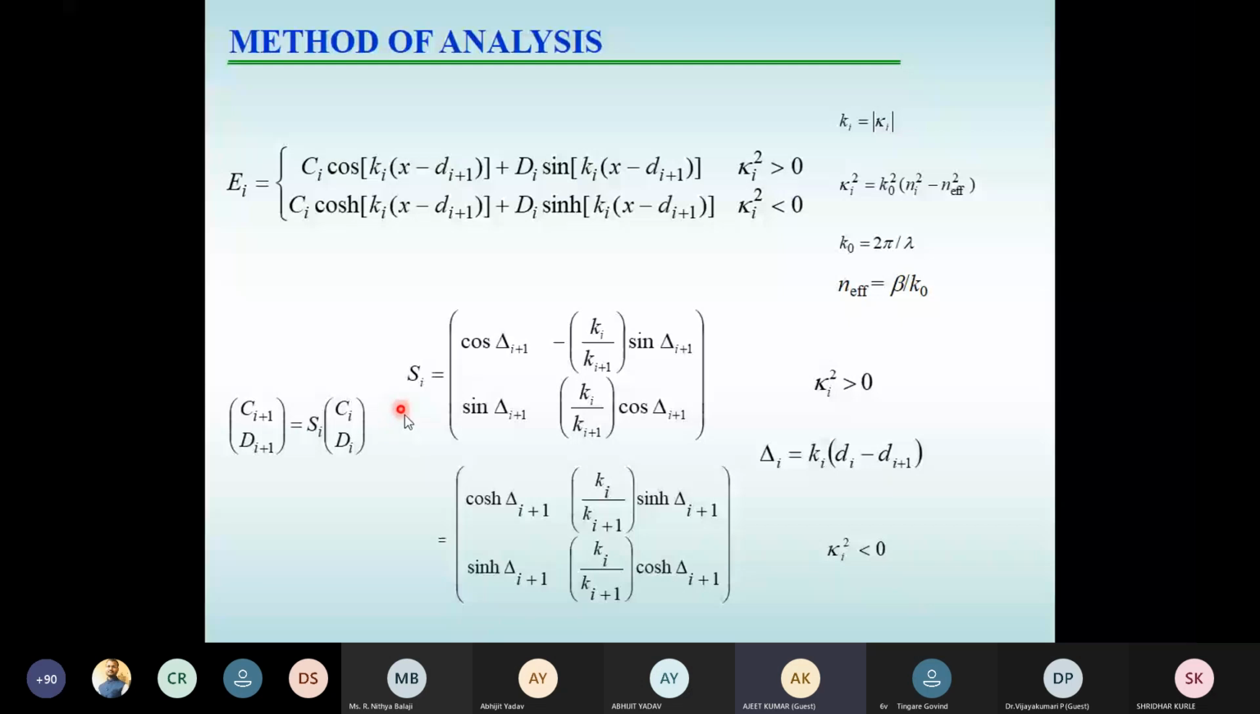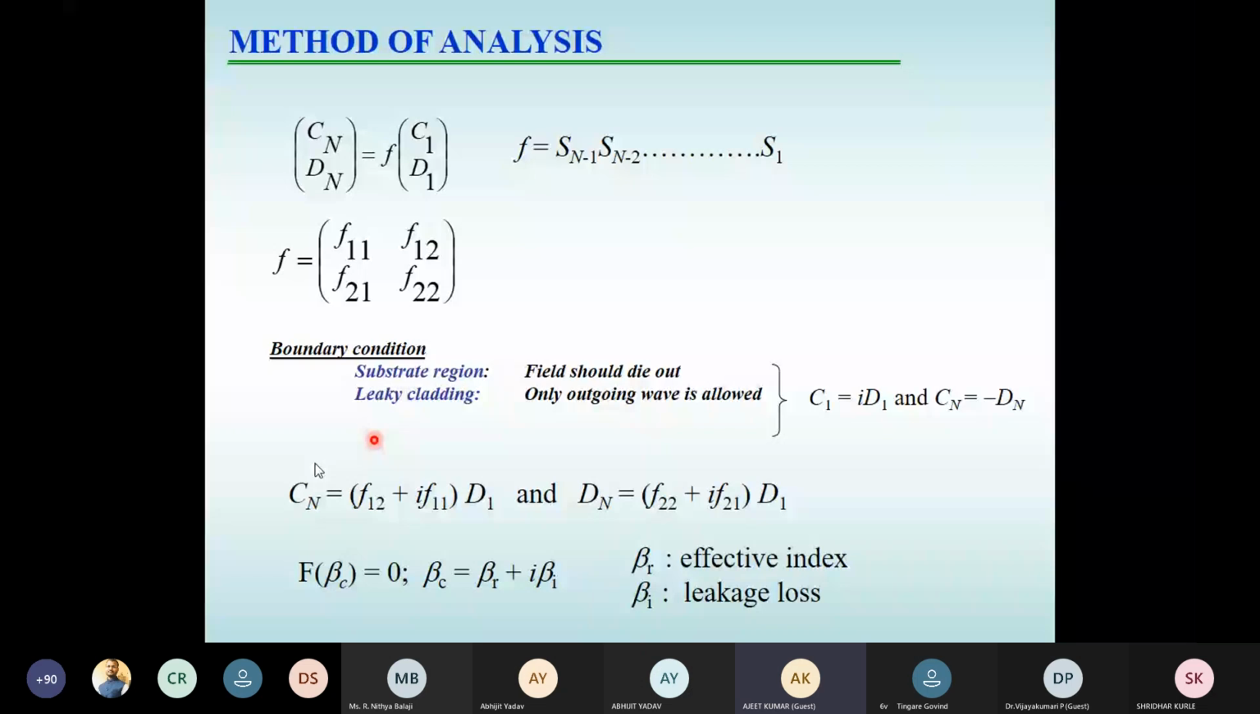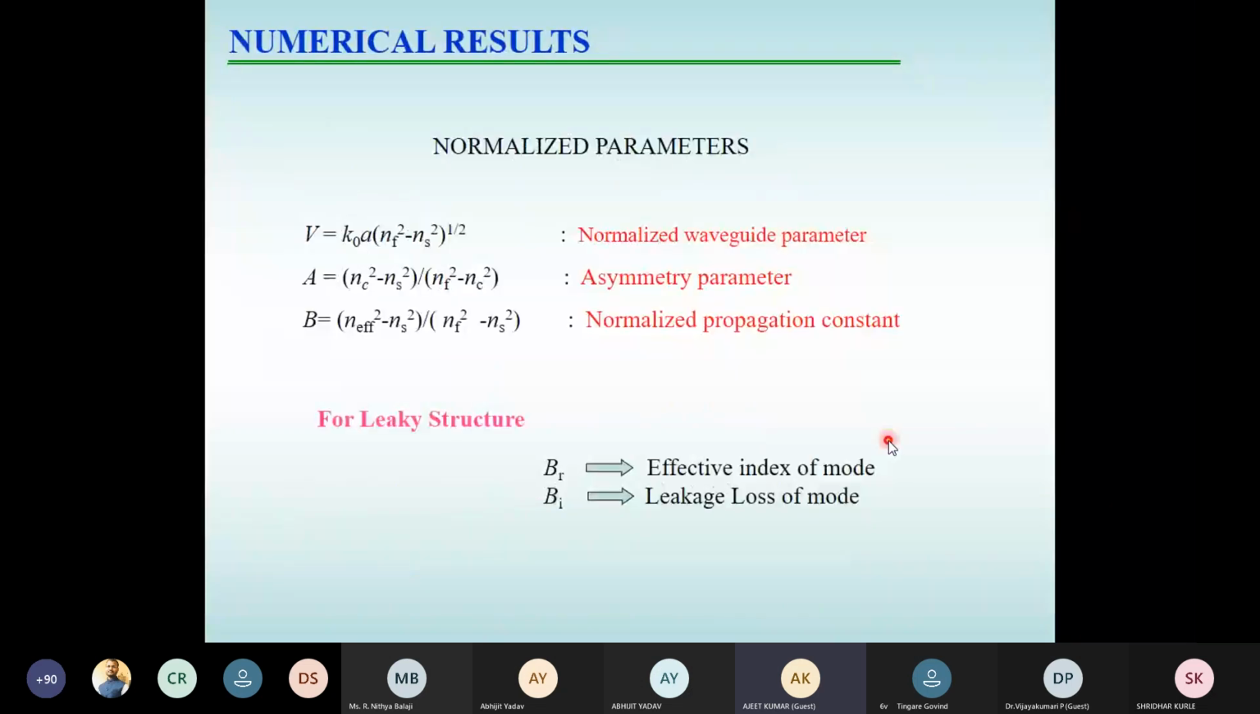I'm not going into detail of this, but if you solve it and use the final boundary condition that in the leaky cladding only outgoing waves are allowed, and in the substrate region where there is no high index region, the field should die out. By using these conditions, we basically find the beta value. The real part of the beta value gives you the effective index, and the imaginary part gives you the leakage loss. Here we have used some normalized parameters A, B, and V to analyze the results.